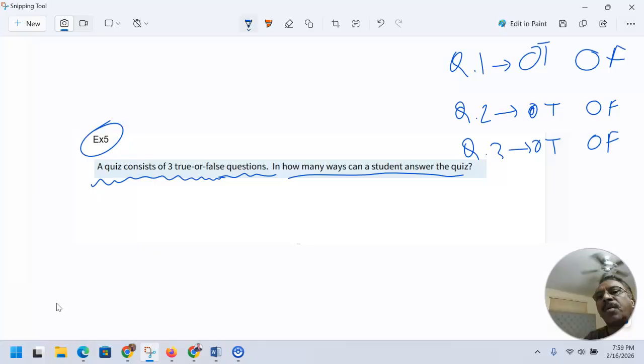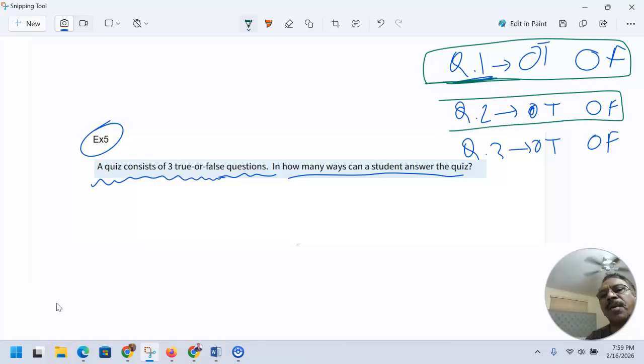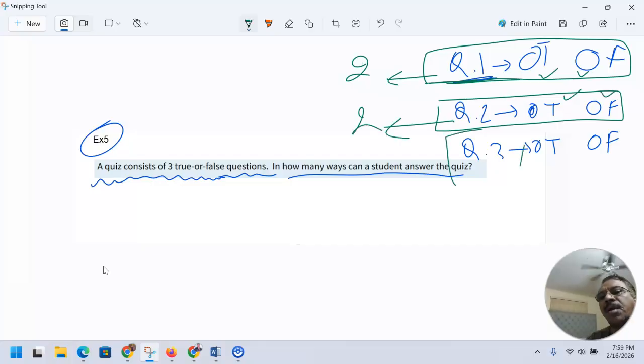First of all, check what the categories are. Each category is a question; these are three different questions. How many options do we have here? You can see there are two options, one and two, so the first has two options. How many options are here? Again, two options. How many options do you have for the third question? Again, two options.